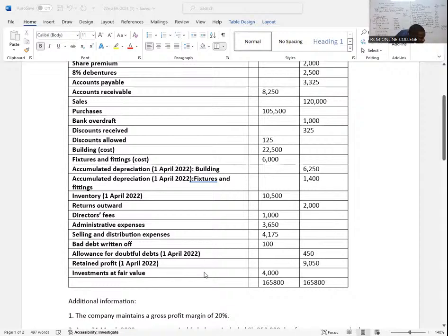Is it the second? Yes, the second last item: investment at fair value, and then we have retained profit as at first of that. How much is the retained profit? Can you see 90, 50?